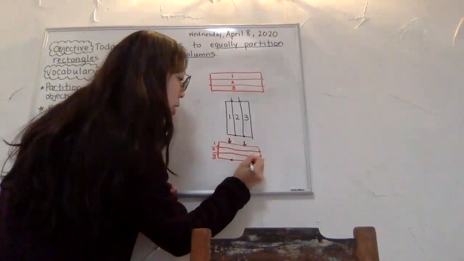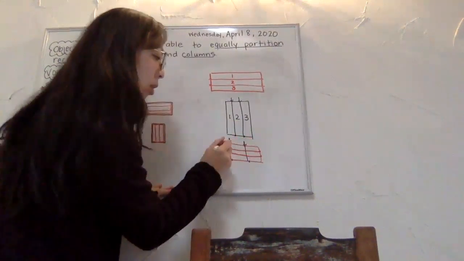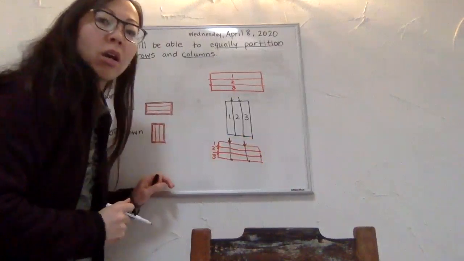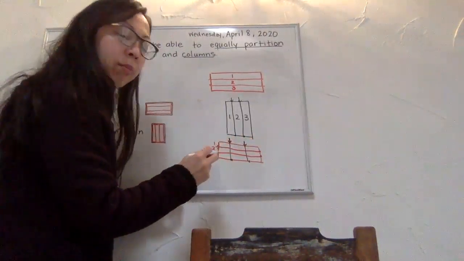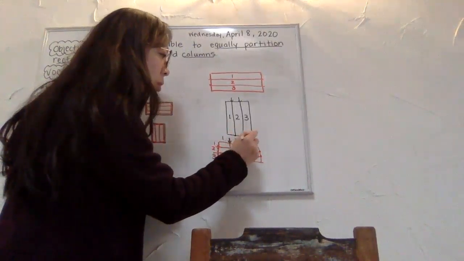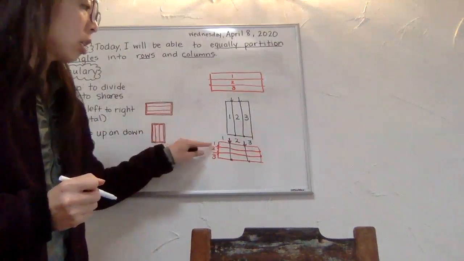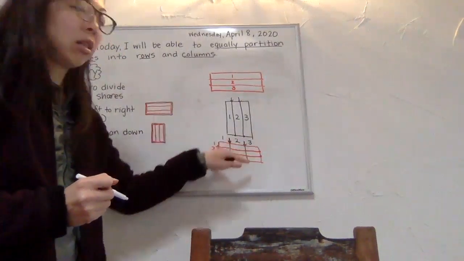I'm going to change my color, and I'm going to draw the line down, but I'm going to look for how many columns I have. Those are the partitioned parts of the rectangle we divided. I divided it into 1, 2, 3 parts. So see how I still have 3 rows and 3 columns?